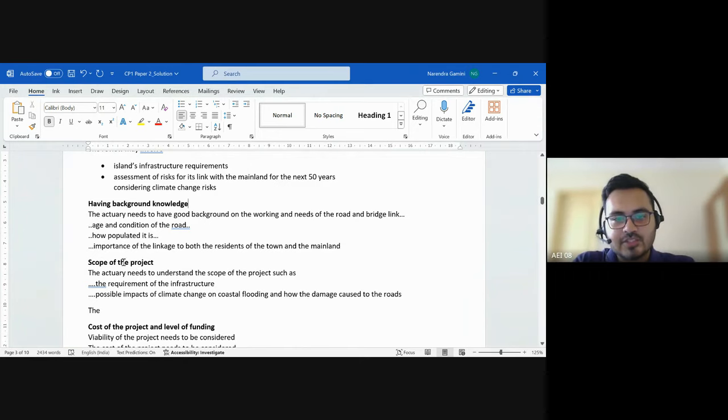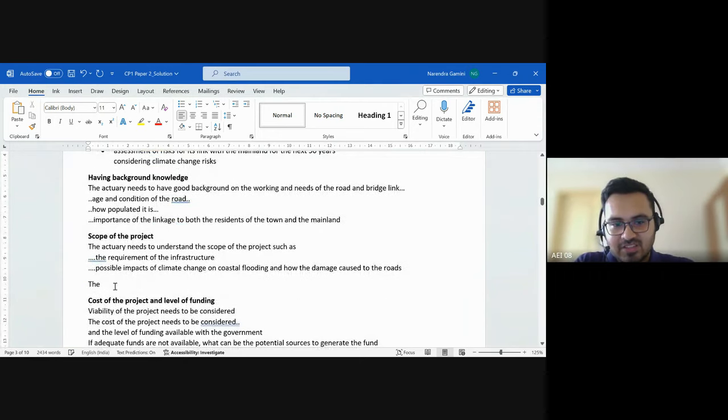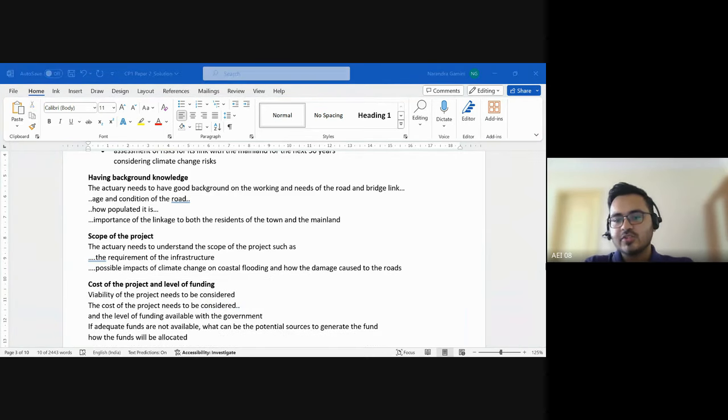Next thing is scope of the project. The actuary needs to understand, and after all of this, the actuary needs to ensure that he or she has sufficient technical and background information so that he can undertake this particular review. Not writing this can cost you certain precious marks. So 0.5 mark is unnecessarily lost because of not writing that.